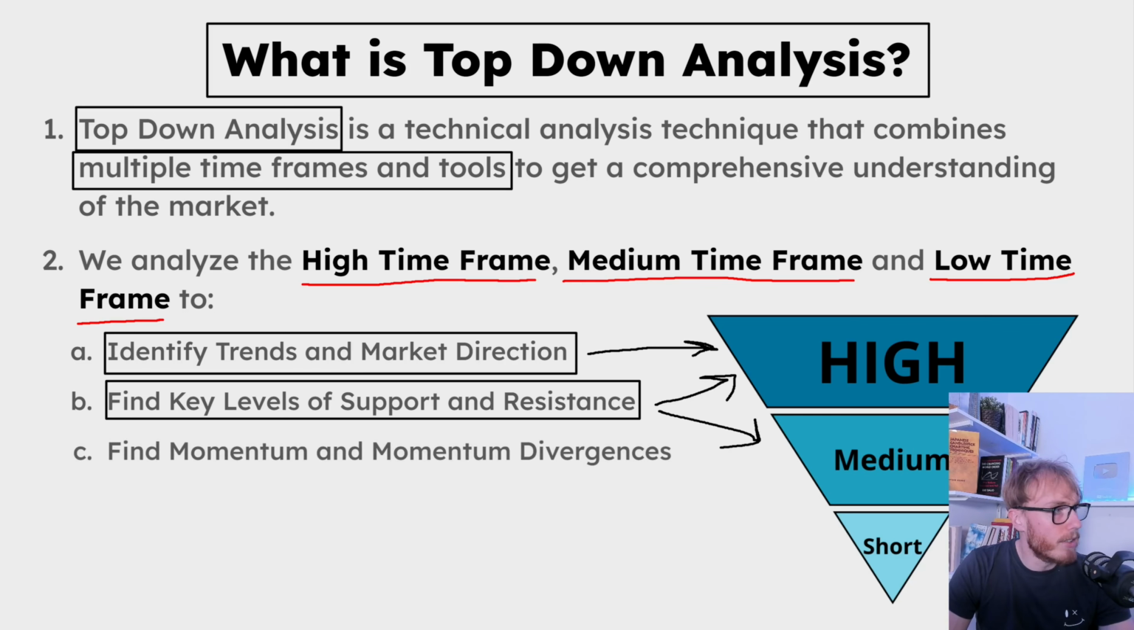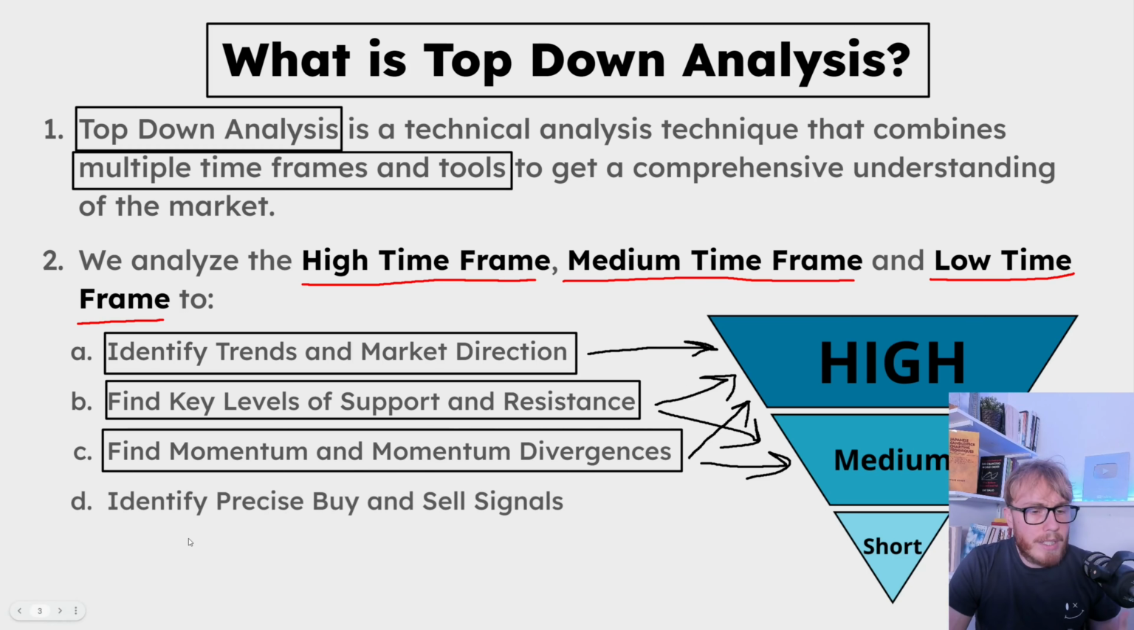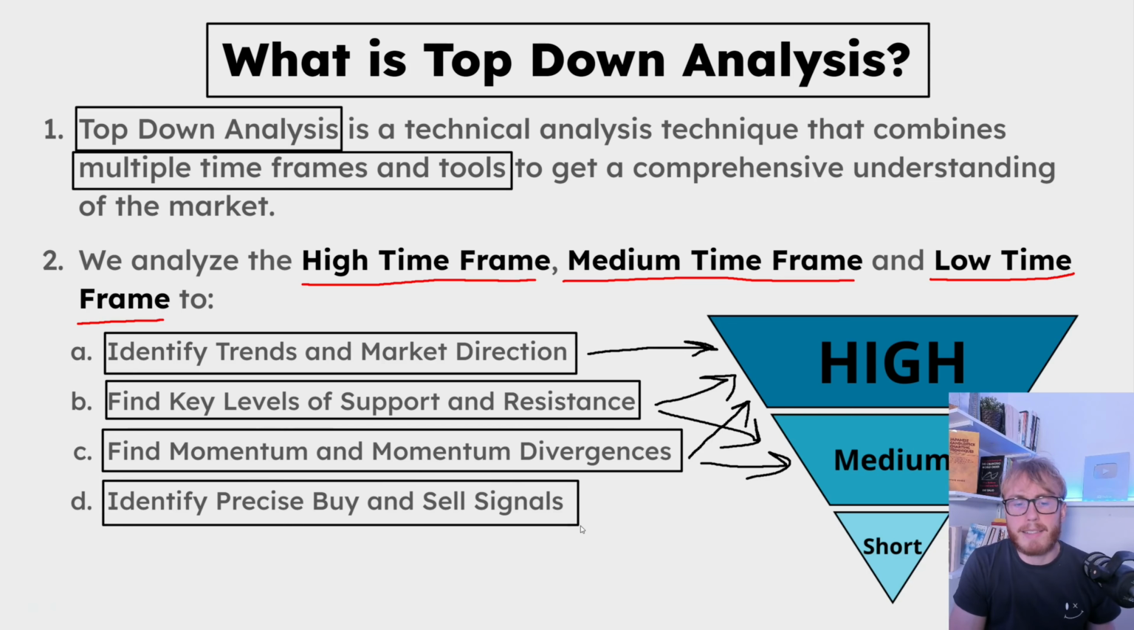Another thing we look out for, and this can be very useful, is momentum and/or momentum divergences. Once again, this is more of a high to medium term time frame thing. But what about the shorter time frames? Well, we use the short term time frames to identify precise buy and sell signals. So buy and sell signals are mostly found on the short time frame, and we can use things like momentum, chart patterns, and candlestick patterns in order to find our precise entries.